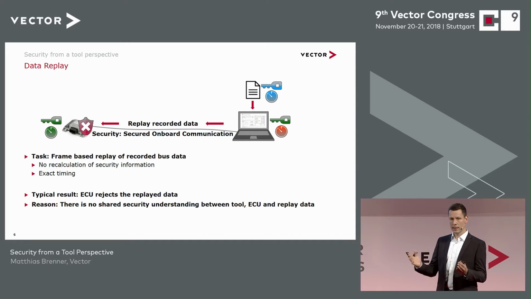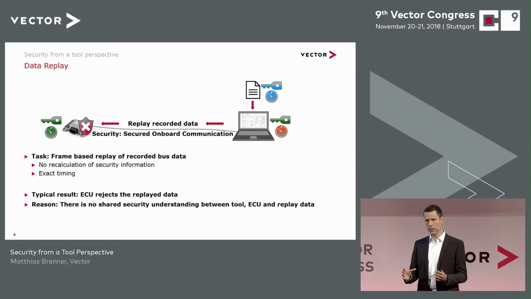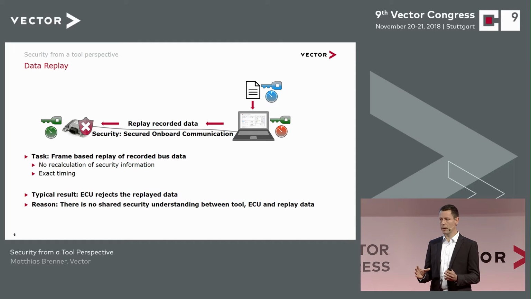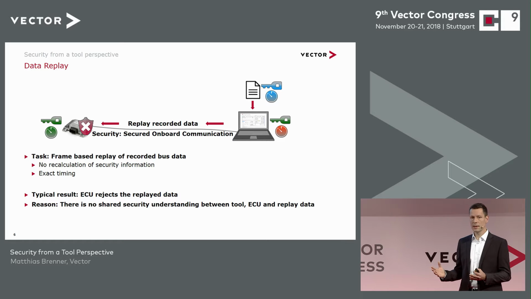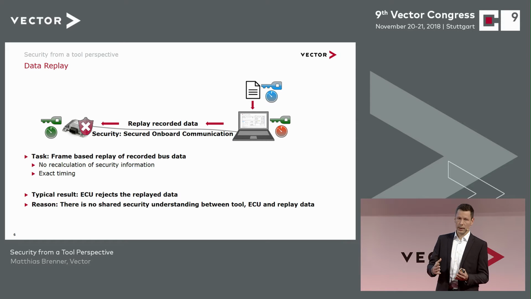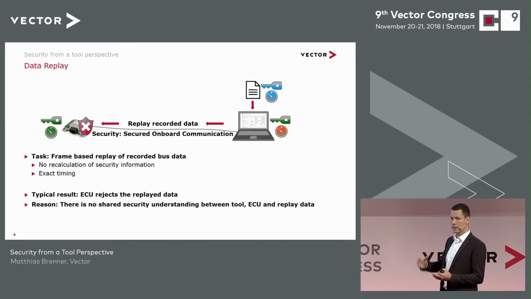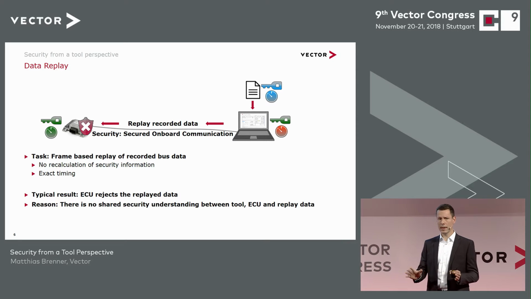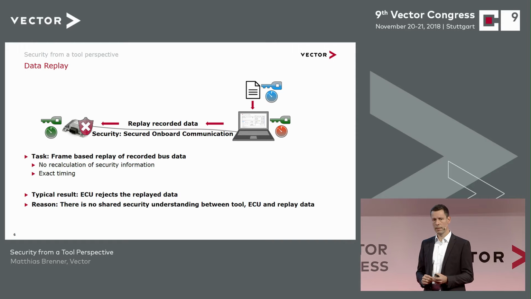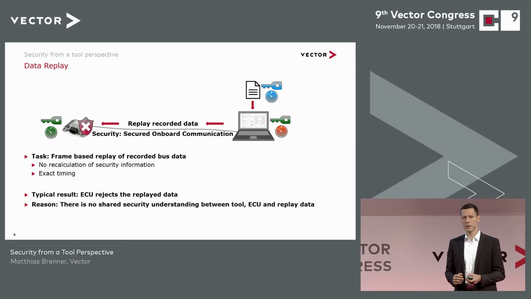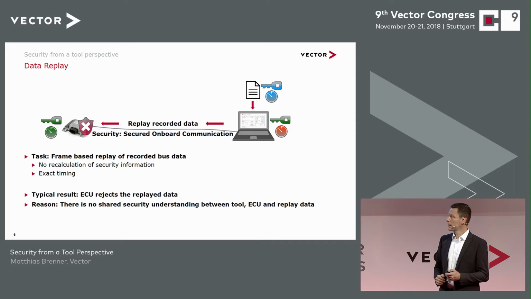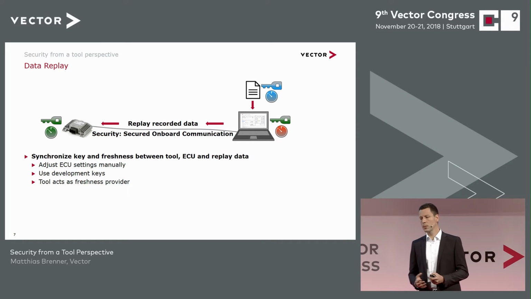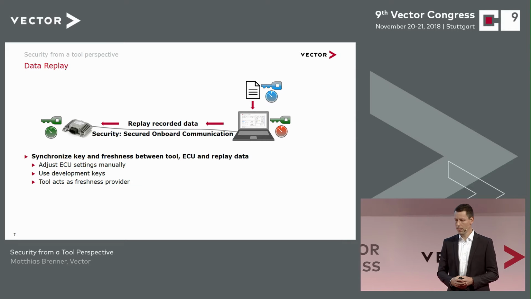The reason is, of course, also that the security parameters in the network are different, and I don't have a common, shared understanding of it. The ECU doesn't understand the security from the recorded data. The application has different security parameters. Basically, nothing goes together. And that's a very clear-cut explanation of the result. What I have to do now, ultimately, is synchronize the data in the network.